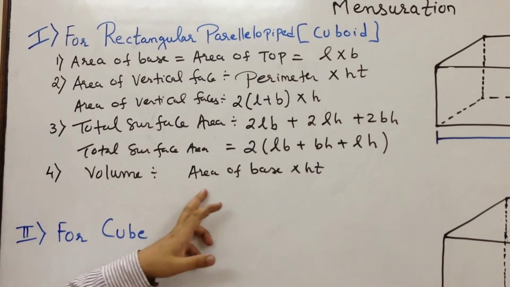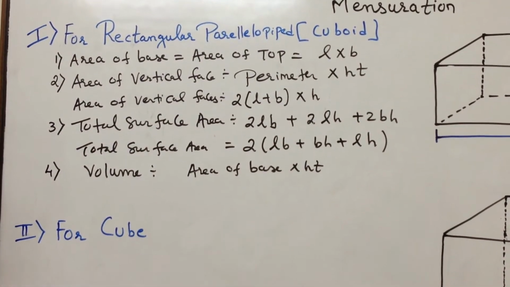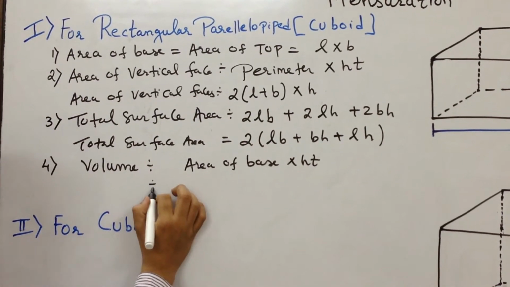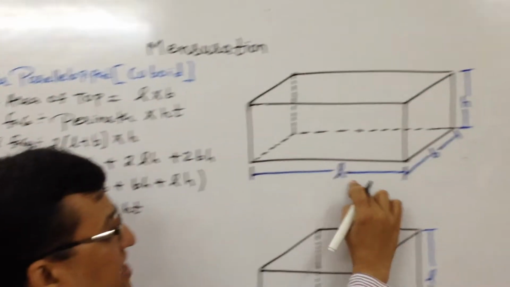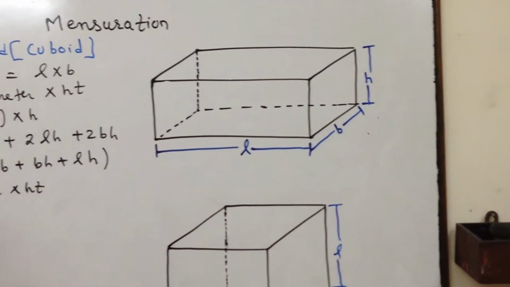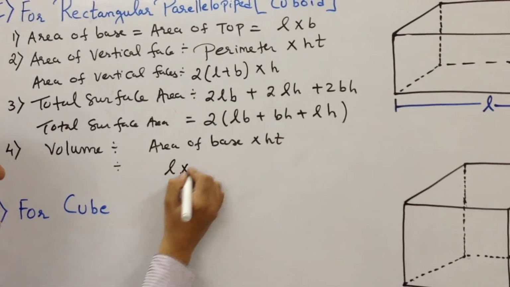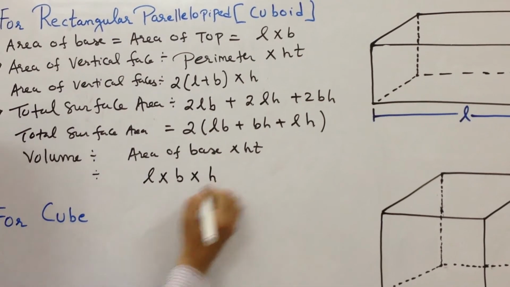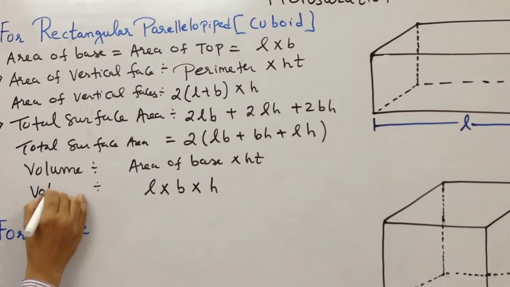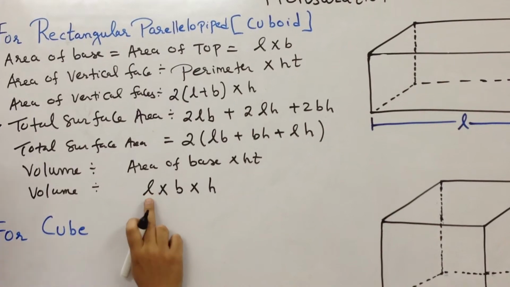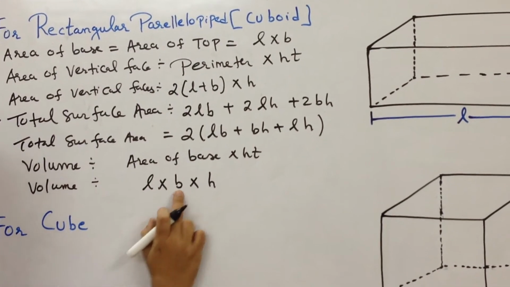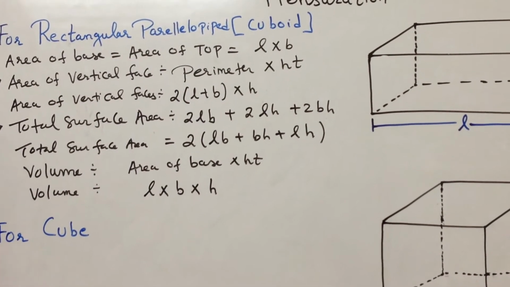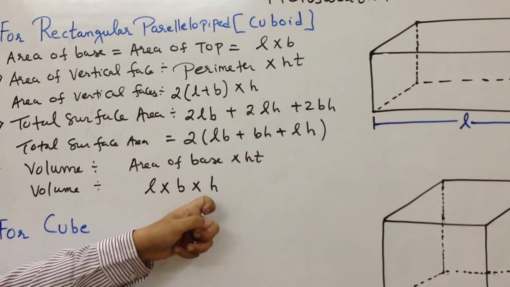Now when I say area of base into height, what is the area of base of a rectangle? The area of base of a rectangle is length into breadth. So the volume is area of base into height, which is length into breadth into height. Into height is nothing but h. Thus the volume turns out to be length into breadth into height.